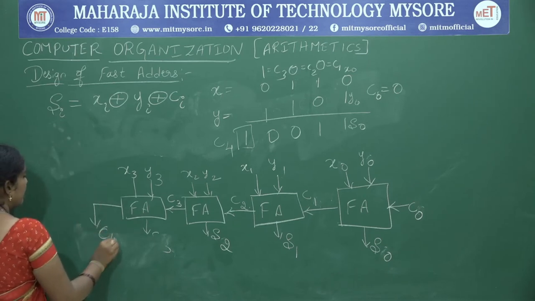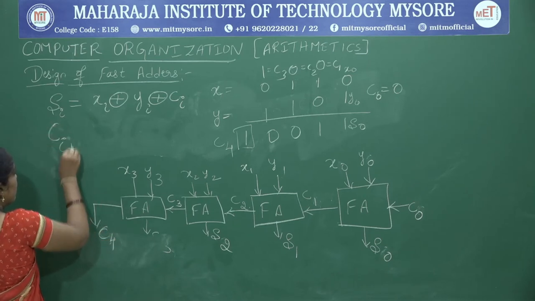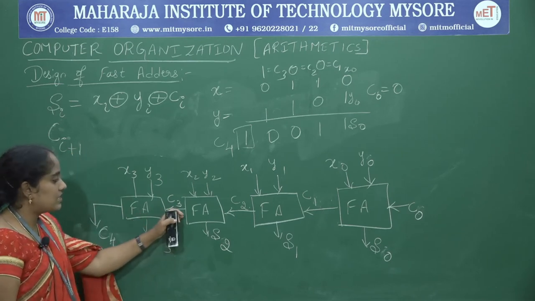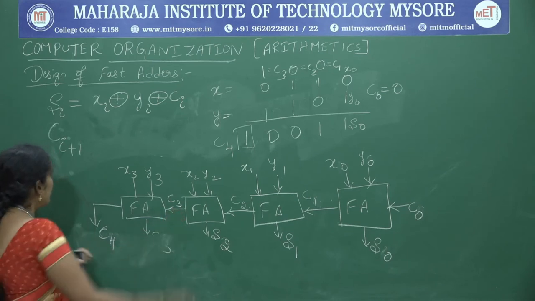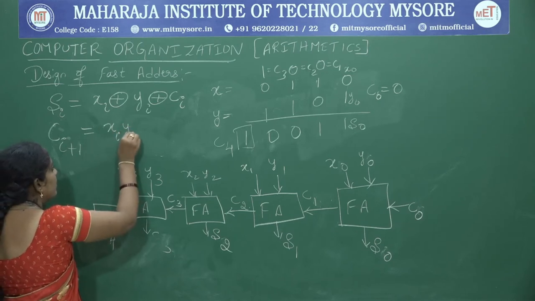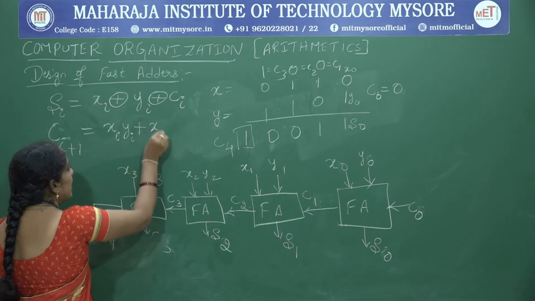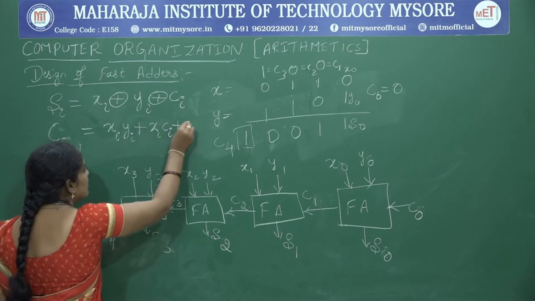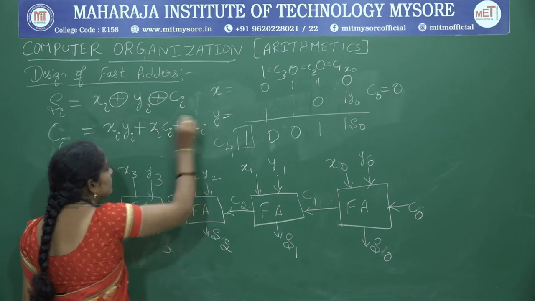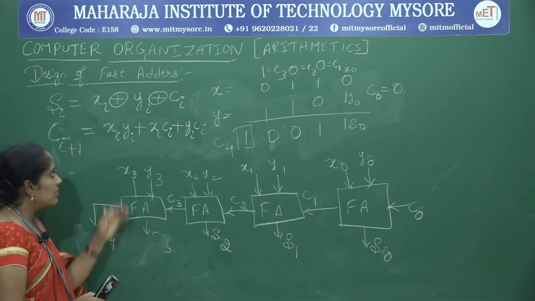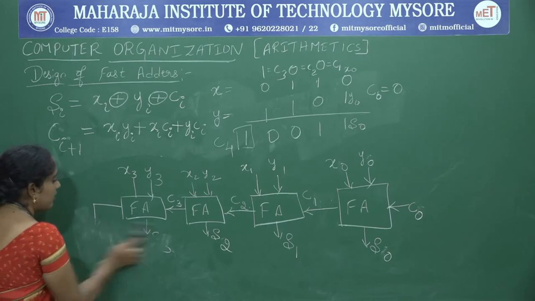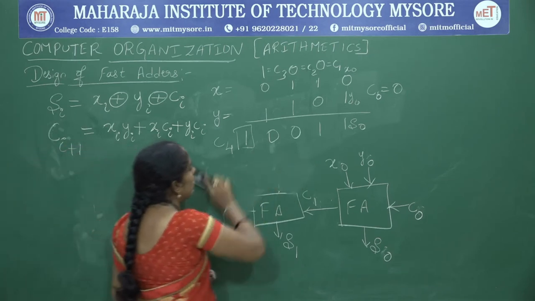So how to generate the Ci plus 1? So for this step, this is Ci plus 1. Okay. So this is Xi Yi plus Xi Ci plus Yi Ci. So this is the sum function and the carry function. Okay. Now write the logic diagram for this.